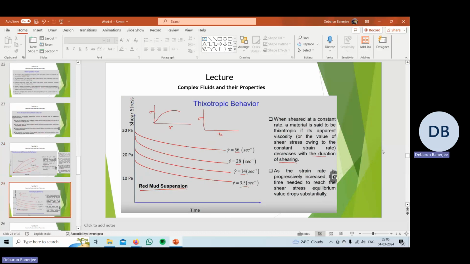For example, thixotropic behavior. When sheared at a constant rate, a material is said to be thixotropic if its apparent viscosity decreases with the duration of shearing. As the strain rate is progressively increased, the time needed to reach the shear stress equilibrium value drops substantially.